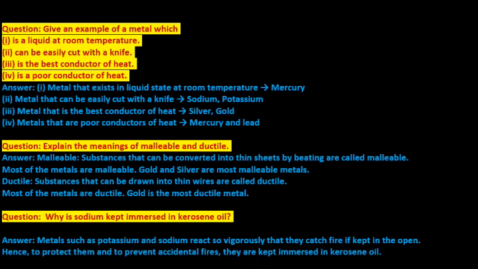Answer to the first question: metal that exists in liquid state at room temperature is mercury. Second, metal that can be easily cut with a knife is potassium or sodium. Third, metal which is the best conductor of heat is silver and gold. Fourth, the metal which is a poor conductor of heat is mercury and lead.